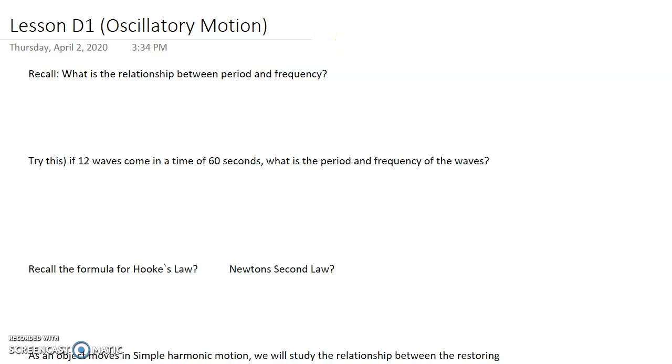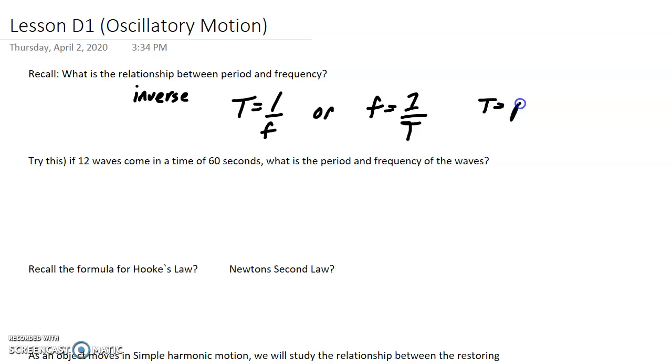Okay, this is lesson D1 on oscillatory motion. First thing we're going to do is just a quick recall on the relationship between period and frequency. Essentially they are inverse relationships, right? Period is equal to 1 over frequency, or frequency is equal to 1 over the period, where big capital T stands for period.